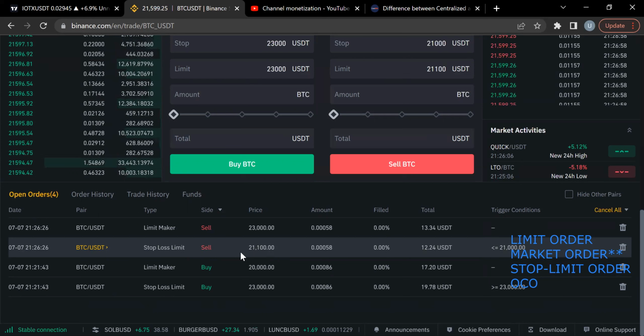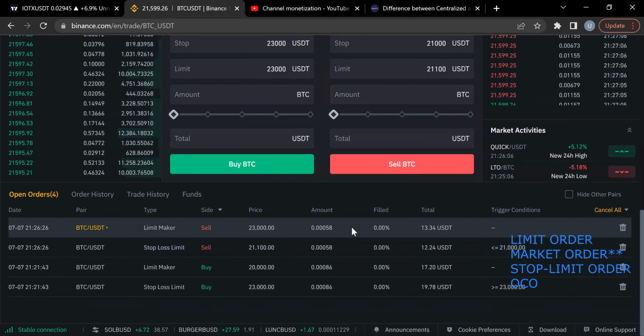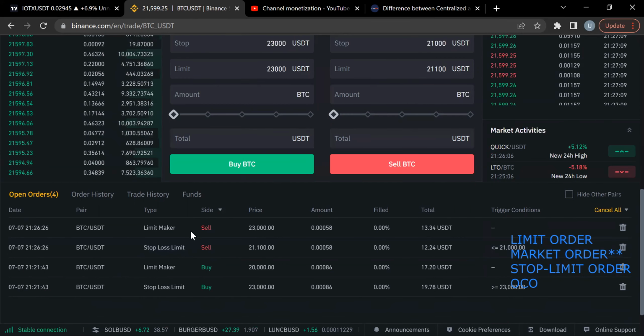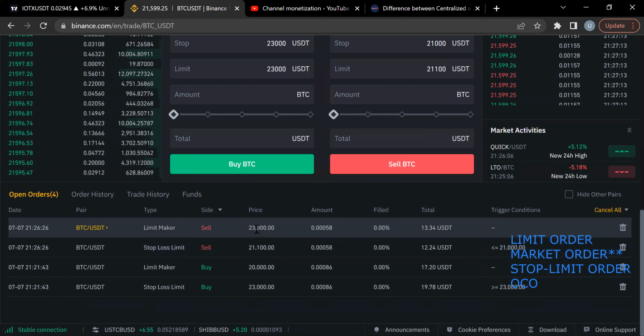So now, what we use this OCO for is to set stop loss and take profits. Now, what do I mean by that? Just like what I've done, you remember that I bought this Bitcoin with just $12, right? So if I'm selling it at 23,000, I'll be selling it at $13.34. That means I've made a profit of $1, right? So if this order should fill now, I'm taking my profits. I'm closing my profits. You understand? Something I bought at $12 and I'm selling at $13. That means I made a profit of $1 and I want to close that profit like that.